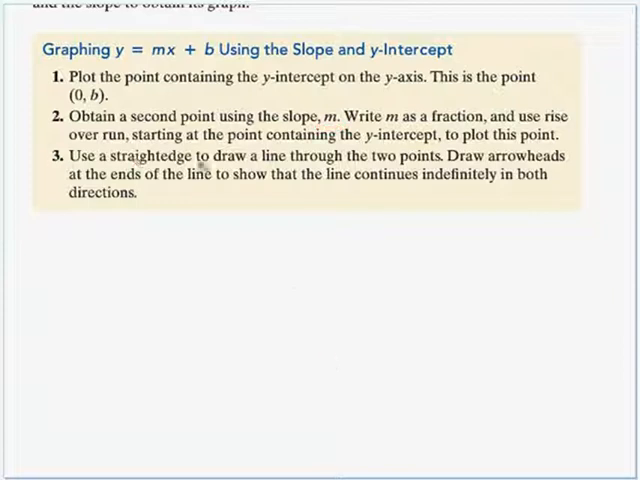So once you get the second point, you can use a straight edge or a ruler to draw a line through the 2 points. Draw arrowheads at the end to show that the line continues indefinitely in both directions.